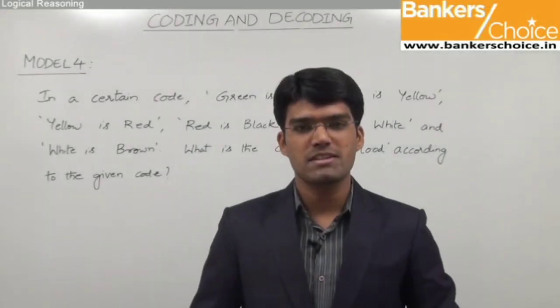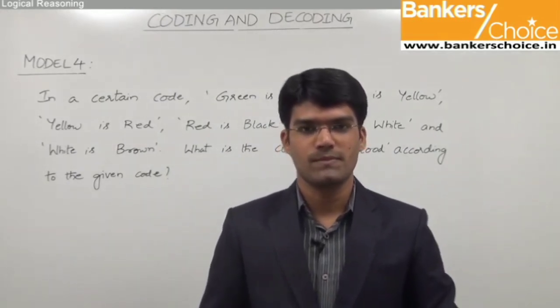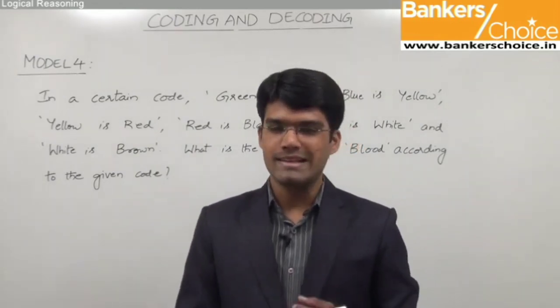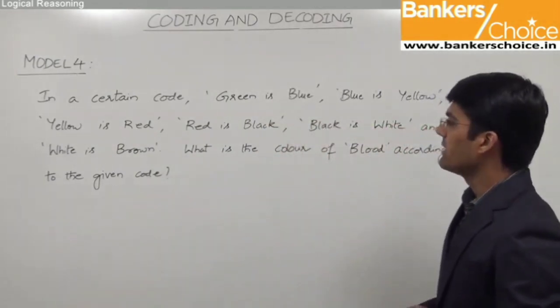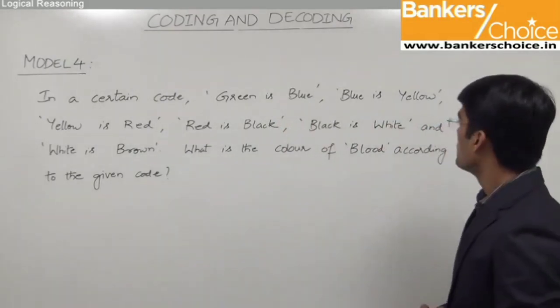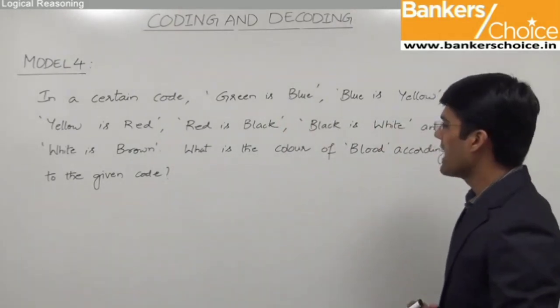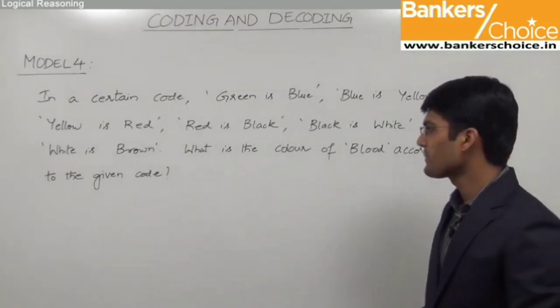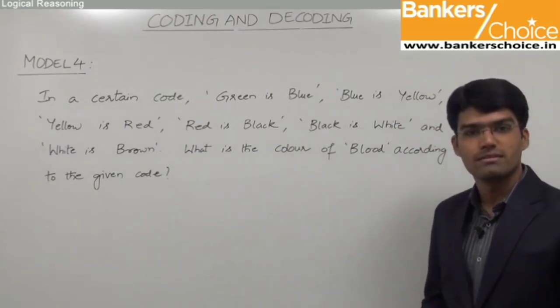Let us now discuss the 4th model from Coding and Decoding, which is a very simple question. This question can actually be answered within no time. Let's take an example. The question here is, in a certain code, green is blue, blue is yellow, yellow is red, red is black, black is white, and white is brown. What is the color of blood according to the given code?